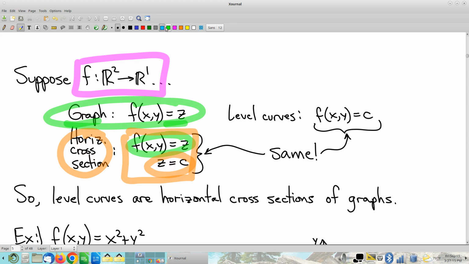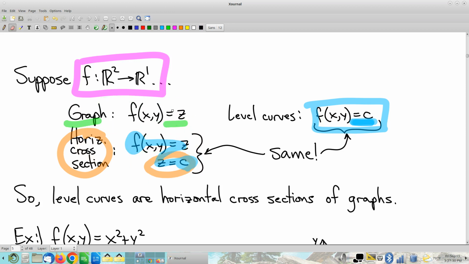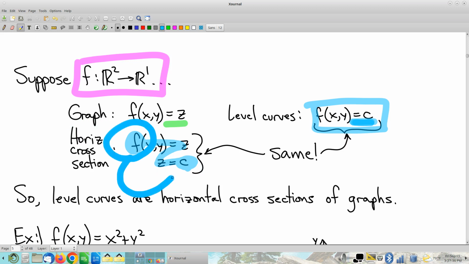Notice it's morally equivalent to this level set, because after all, if f is equal to z and z is equal to c, then altogether, it's basically saying f equals c. Everybody with me? All right, let's draw a picture. See this in action.